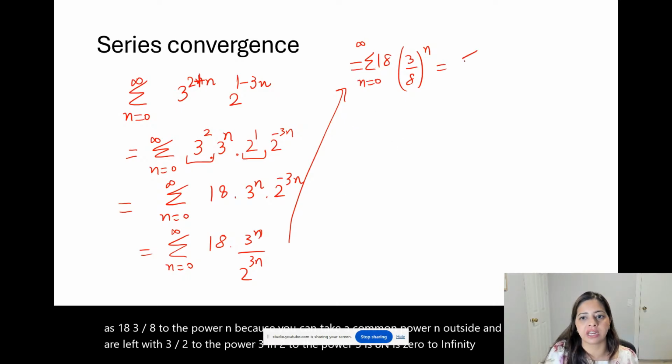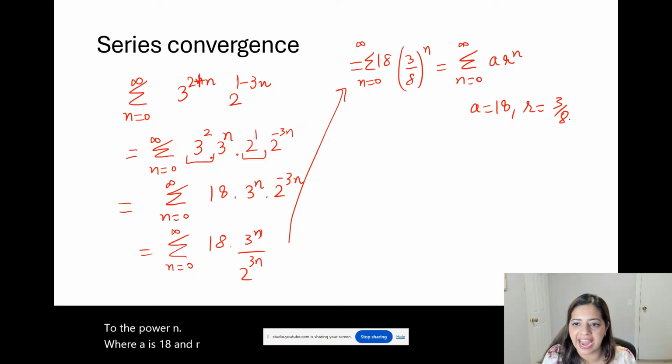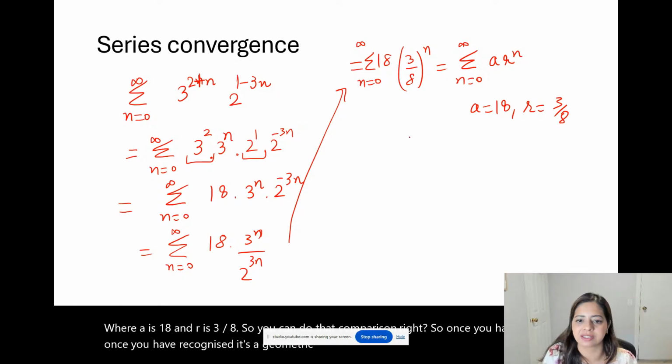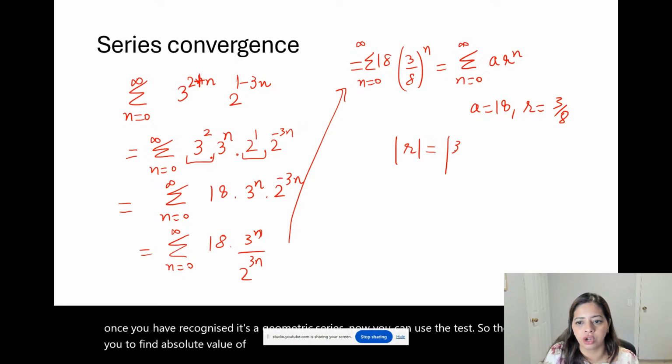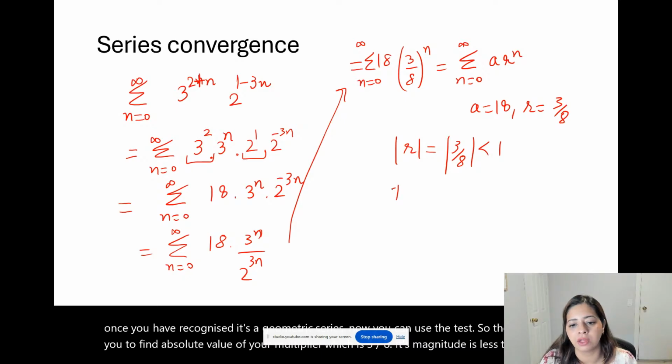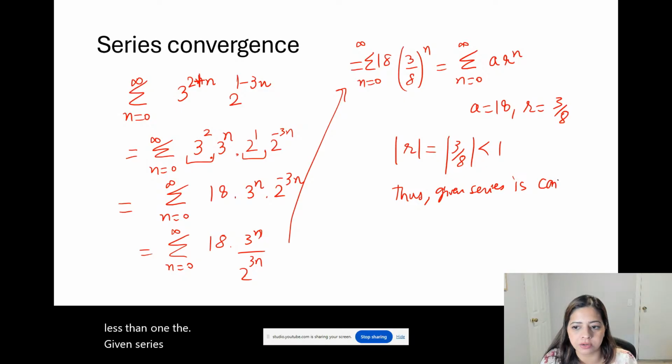So now it definitely looks like your series a r to the power n, where a is 18 and r is 3 over 8. So you can do that comparison, right? So once you have a and r, once you have recognized it's a geometric series, now you can use the test. So the test asks you to find the absolute value of your multiplier, which is 3 over 8. Its magnitude is less than 1. 3 over 8 is less than 1. Thus, the given series is convergent, right? So you answered one question, this is convergent.